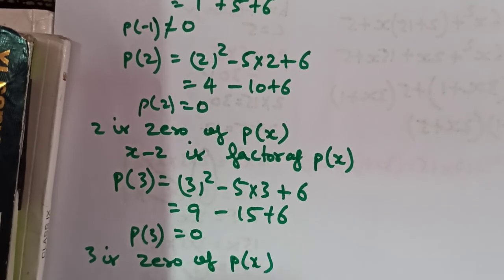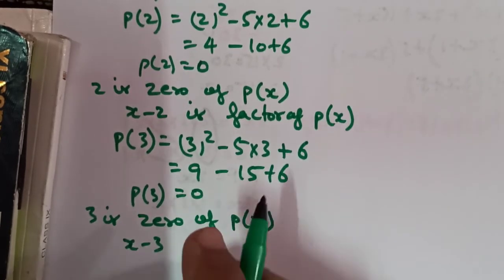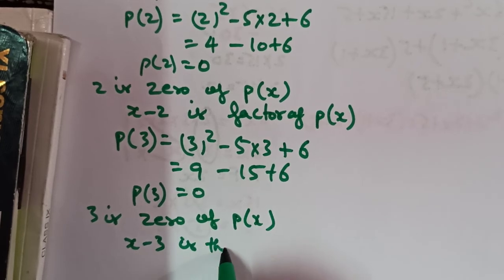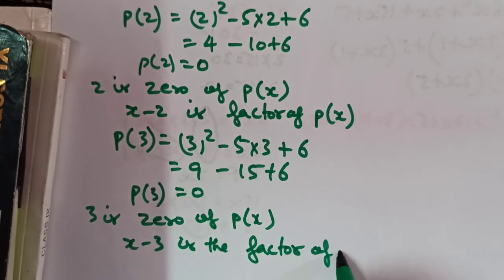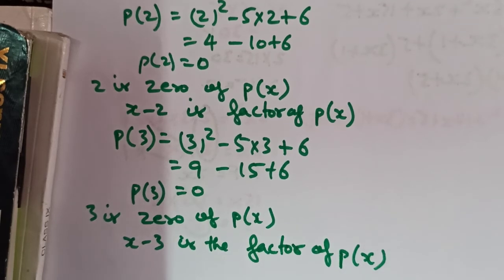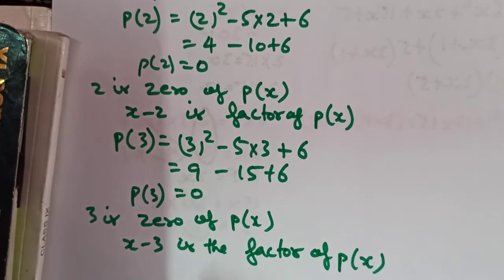And we can say that x minus 3 is a factor of P(x). So we can also find the other factor. We have calculated both the factors of the given quadratic polynomial.